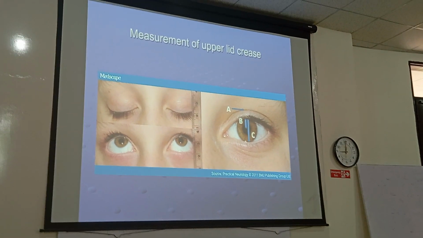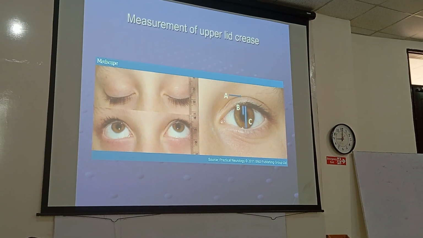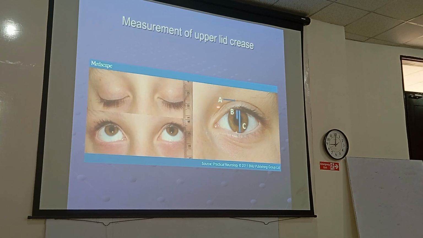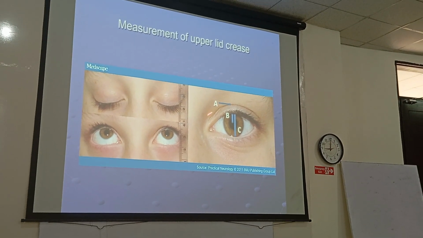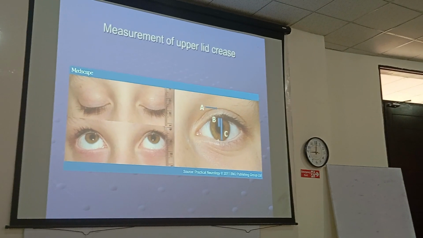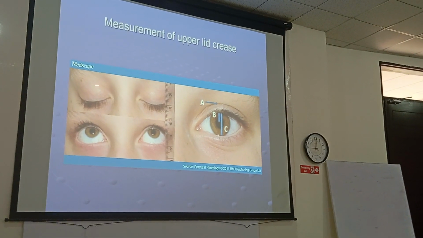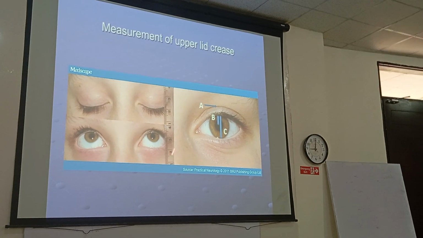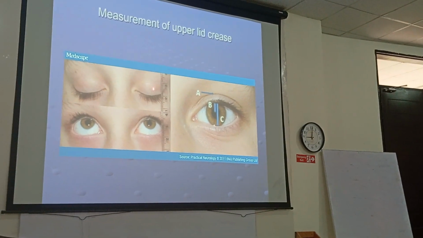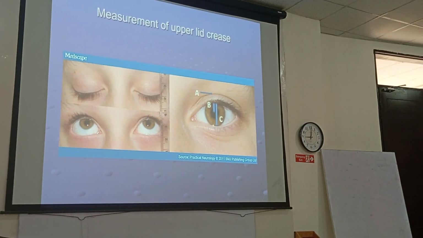Now the second thing in the measurement is the upper eyelid crease. As we discussed, this is the upper eyelid crease formed by the fibers of the levator palpebrae superioris. And we ask the patient to see down, as you can see in this picture, and you can see this ruler. When he sees down, the lid crease becomes very thin, but still it is visible in normal people.